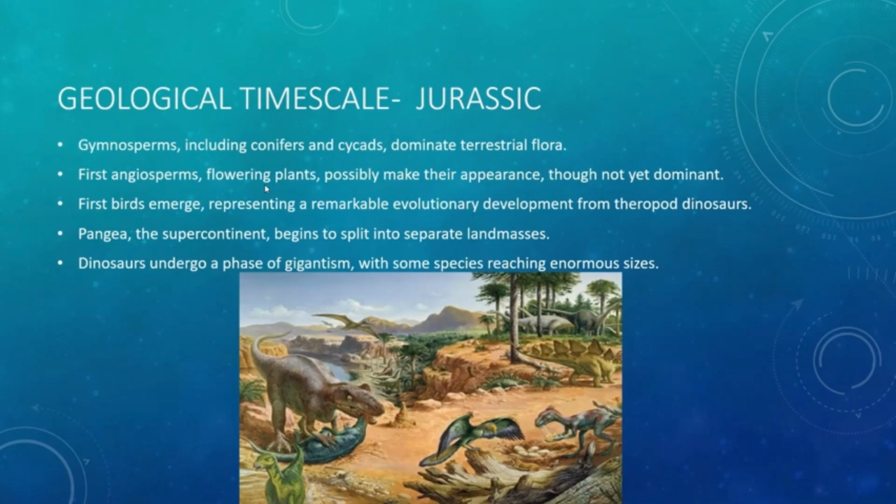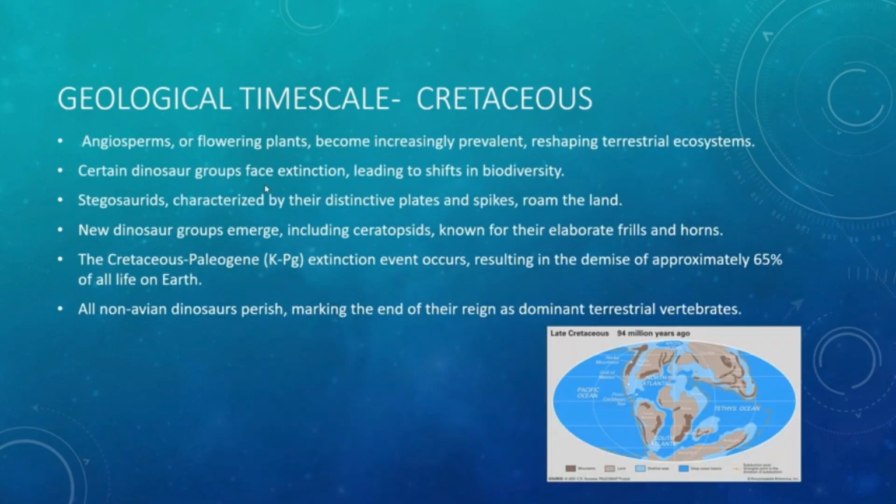First angiosperms, or flowering plants, possibly make their appearance, though not yet dominant. First birds emerge, representing a remarkable evolutionary development from theropod dinosaurs. Pangaea, the supercontinent, begins to split into separate land masses. Dinosaurs undergo a phase of gigantism, with some species reaching enormous sizes.